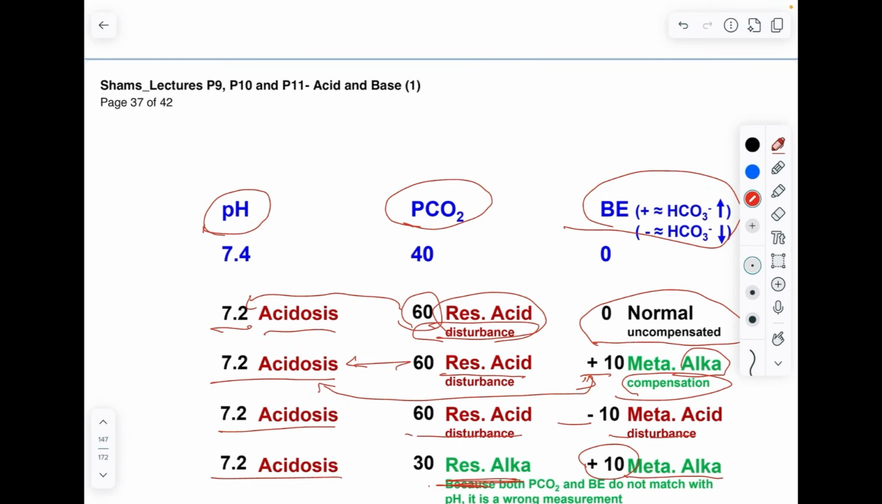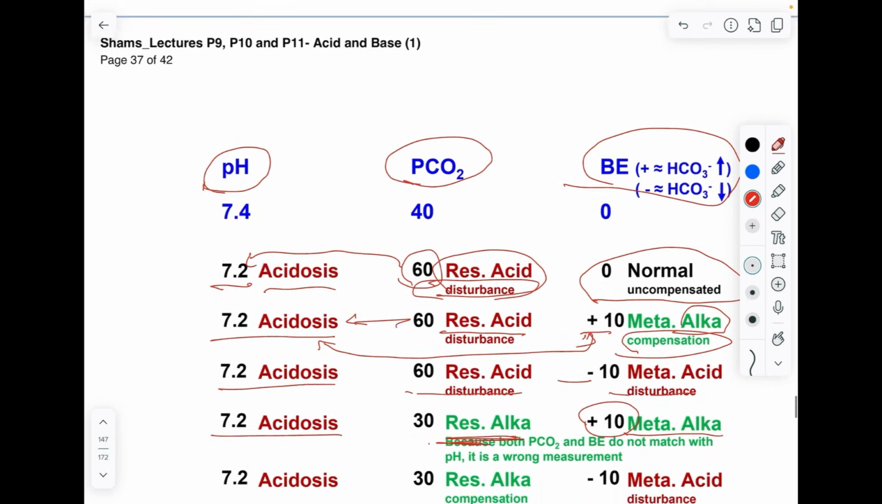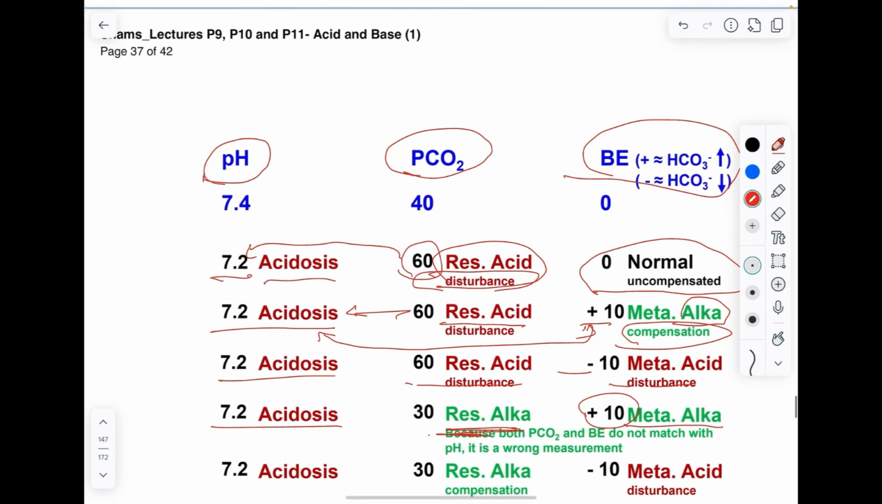Who did we say is always telling the truth? pH. So you believe pH. And you say, okay, so the pH is 7.2, so this is acidosis. These guys are lying to me. That means there has been a problem in the lab. You return the sample and tell them, please give me another test. Okay, it cannot be true.